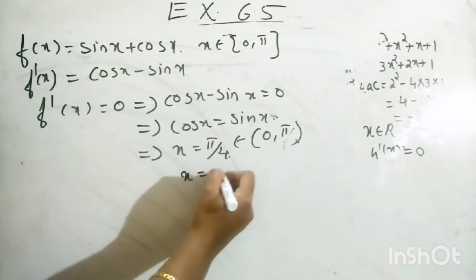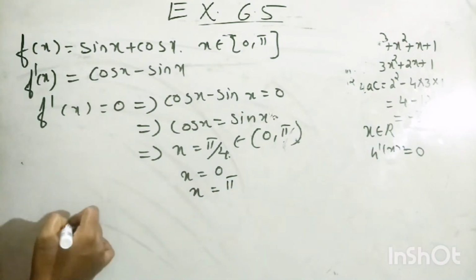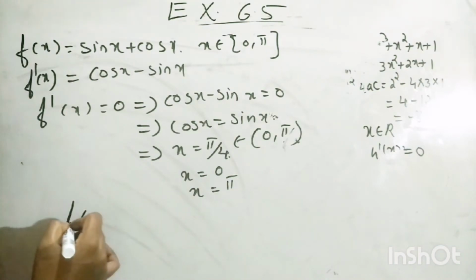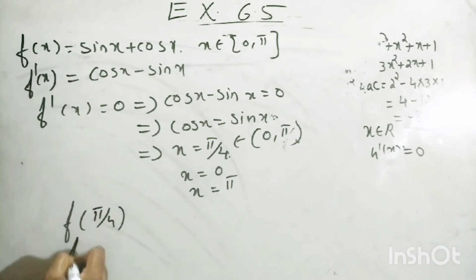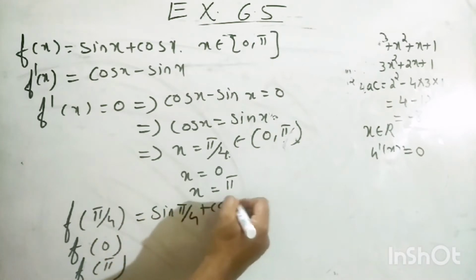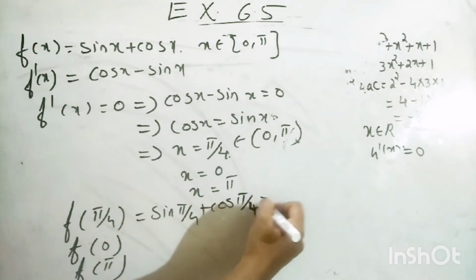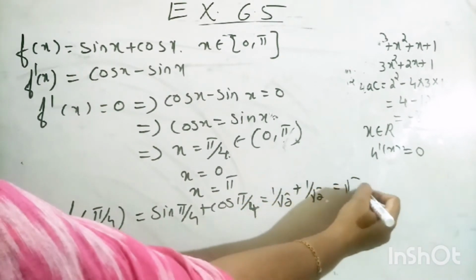Now we need to consider the endpoints of the interval, that is x is equal to 0 and x is equal to pi. Now we need to find out the values f of pi by 4, f of 0 and f of pi. Thus f of pi by 4 is sin pi by 4 plus cos pi by 4, that is equal to 1 by root 2 plus 1 by root 2, that we will get as root 2.